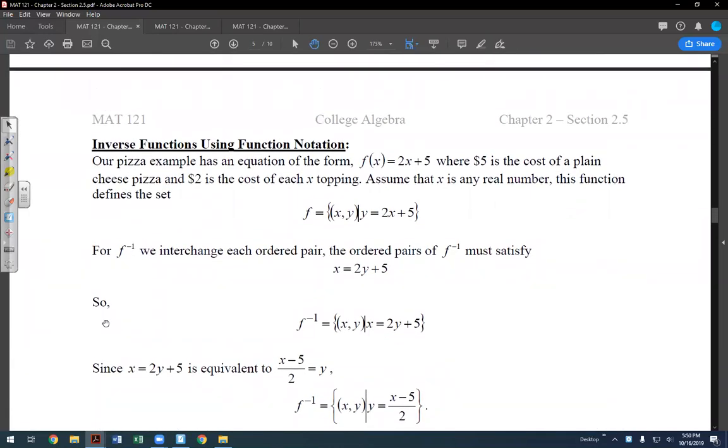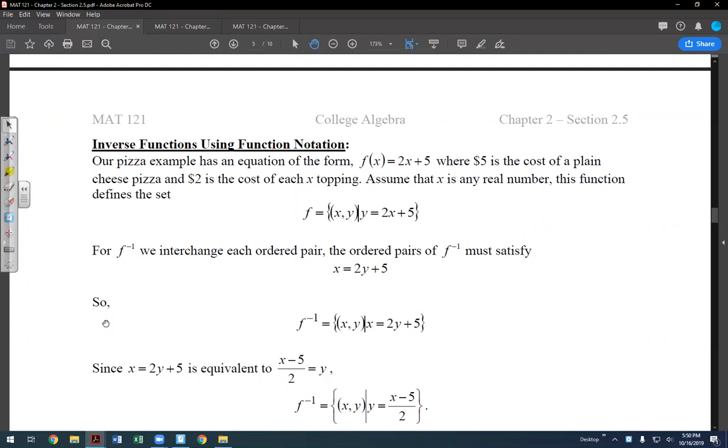So this is where your x is actually representing the cost in this case right now. So it's $5 for the plain cheese pizza and $2 for any additional toppings. Sorry, this is the cost. That's the number of toppings for the x value. So how do you find the inverse? You know, going from 2x plus 5 to changing our x and y values.